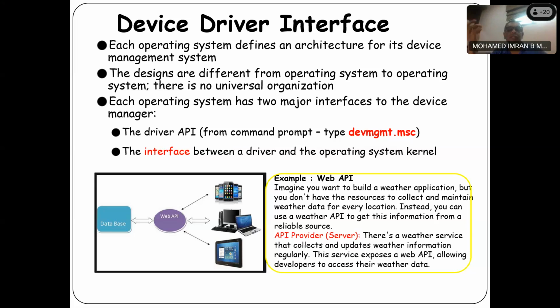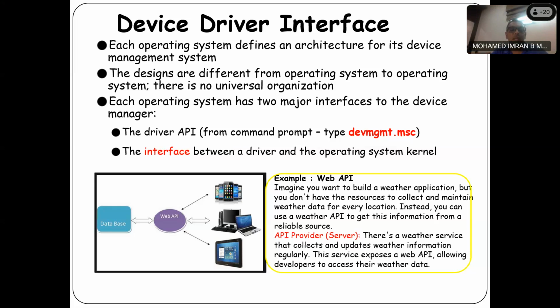But you don't have resources to collect and maintain the weather data from every location. So it's impossible for you to get this information. However, you know this data is available already on the website. So you just want to extract this information. What do I mean by that? There are so many other websites available that already provide you with a weather forecast. So you just want to extract this information and put it in your particular website. Instead, you can use a weather API to get this information.